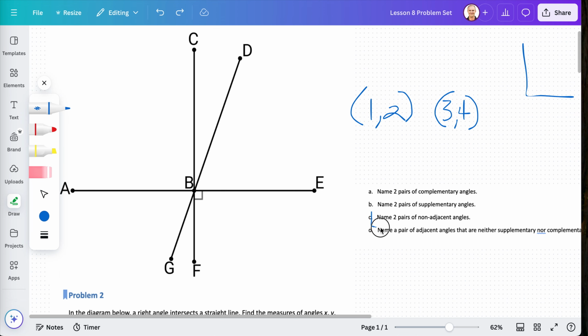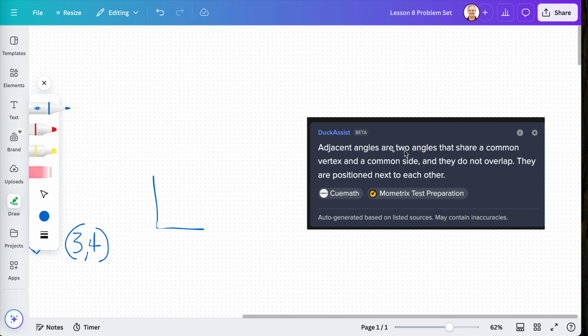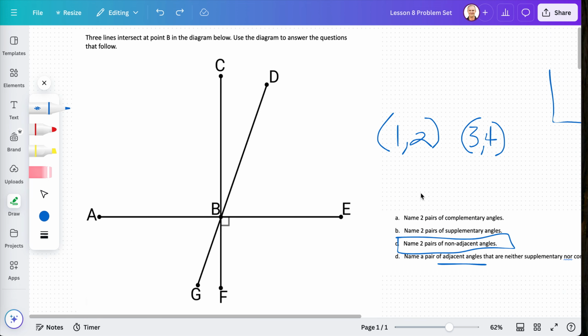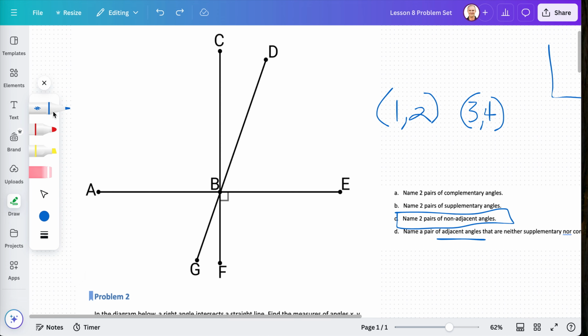Two pairs of non-adjacent angles. Well, what are adjacent angles? Adjacent angles are two angles that share a common vertex and a common side. They do not overlap. So they're positioned next to each other. So, for example, we could say that this and this, these two angles are adjacent angles.